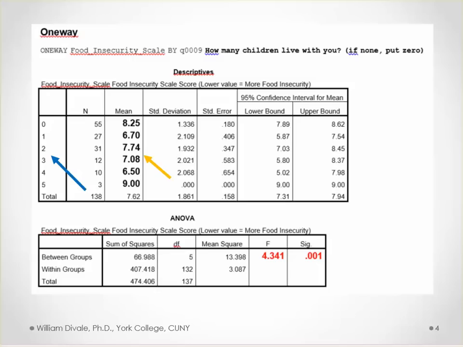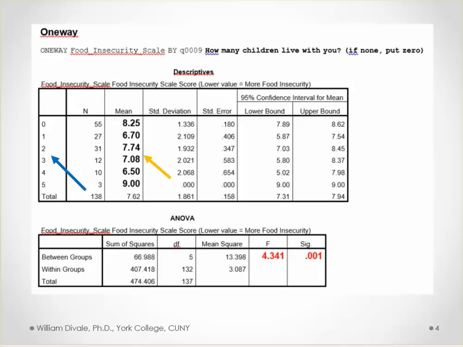But someone has 5 children and their score is 9, so they're not experiencing any food insecurity. Now let's look at the bottom chart, and here the F score now is 4.341. It's much higher, and the significance level is 0.001. That's much smaller than 0.05.